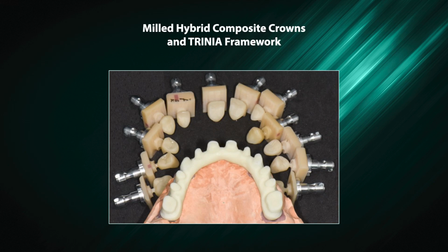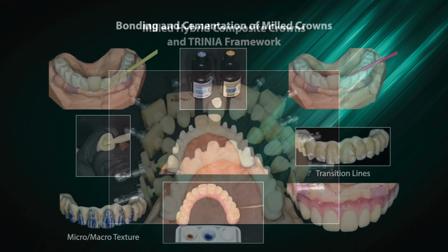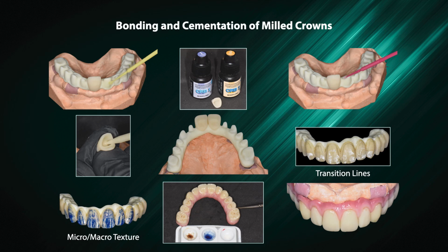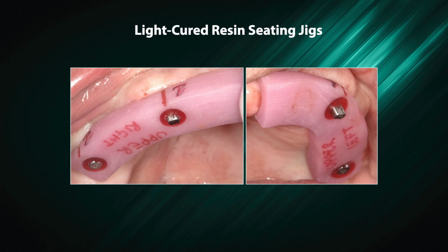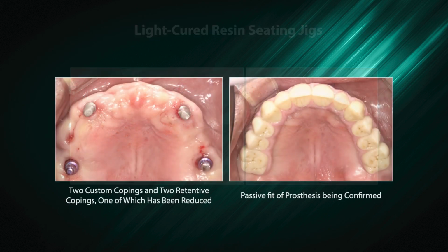Milled hybrid composite crowns and TRINIA framework. Bonding and cementation of milled crowns. Light cured resin seating jigs. The image on the left shows two custom copings and two retentive copings, one of which has been reduced. The image on the right shows the passive fit of the prosthesis being confirmed.